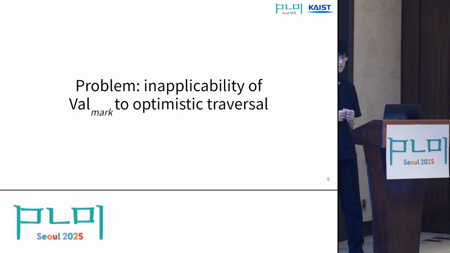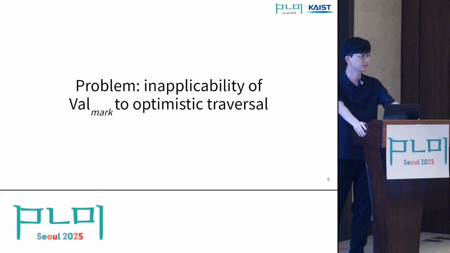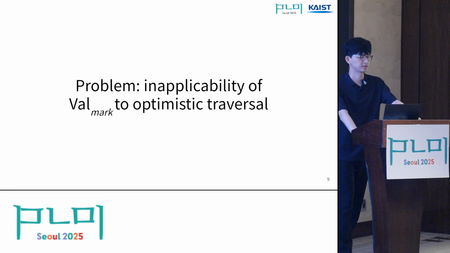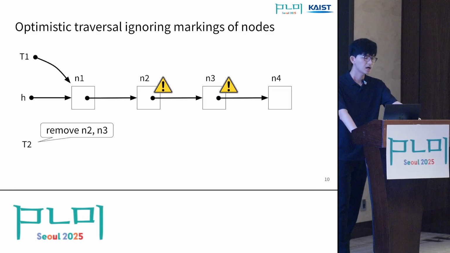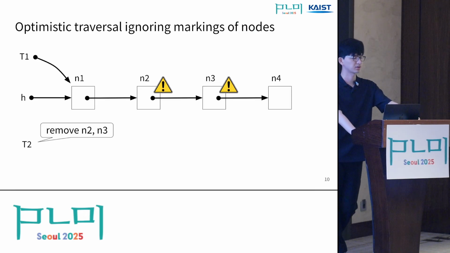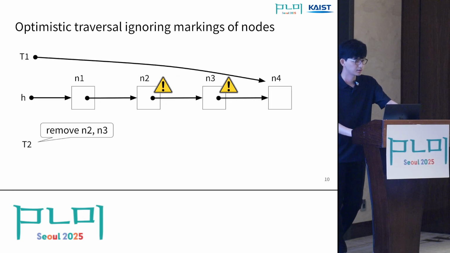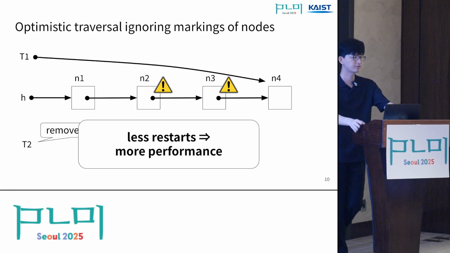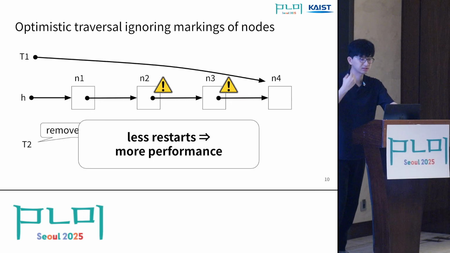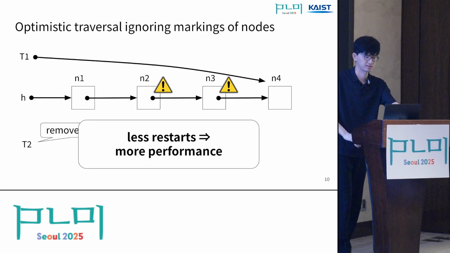While hazard pointers with a standard validation strategy, val-mark, are widely used, a major problem of val-mark is its inapplicability to optimistic traversal strategy. Optimistic traversals are traversals that ignore marking for performance. For example, an optimistic traversal through the following list will step through nodes 2 and 3, like so, even though the two nodes are marked, and reach 4. Now, it is not hard to see that optimistic traversals are much more performant than traversals that restart when they see a marked node, because they simply have fewer restarts.